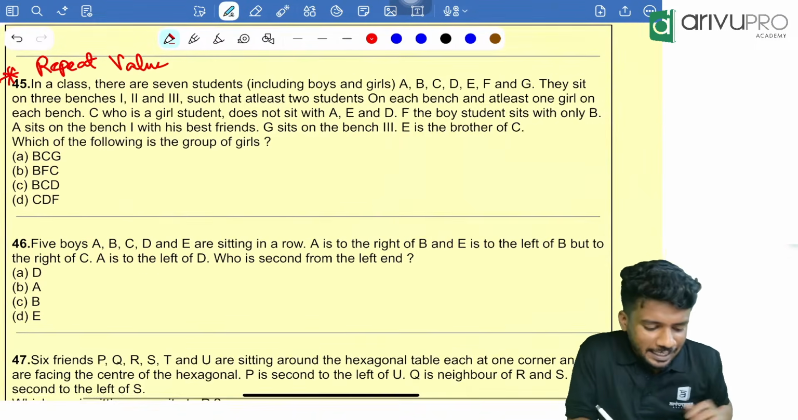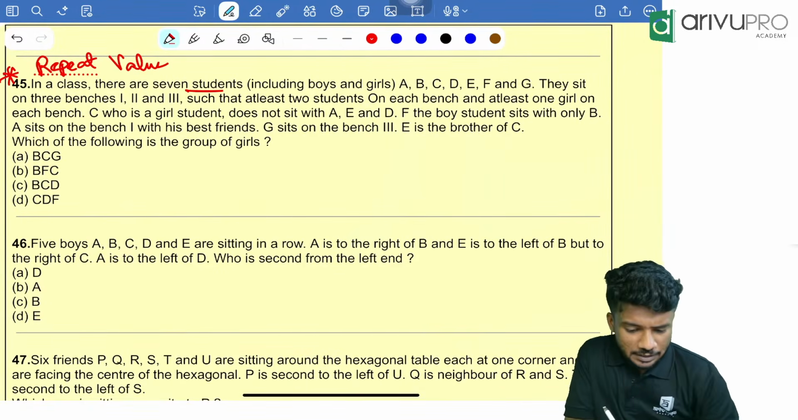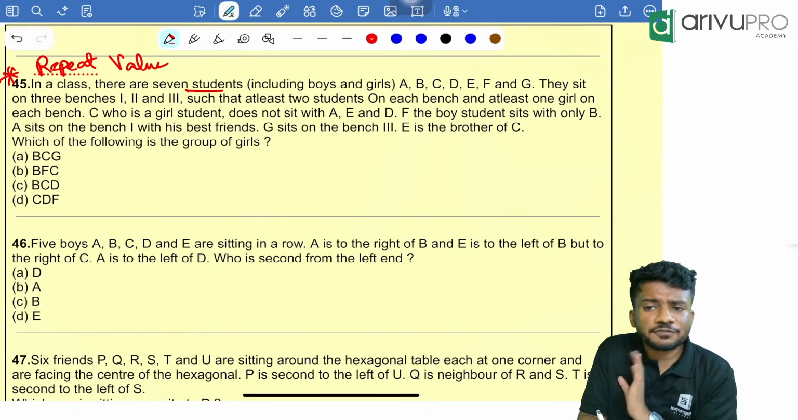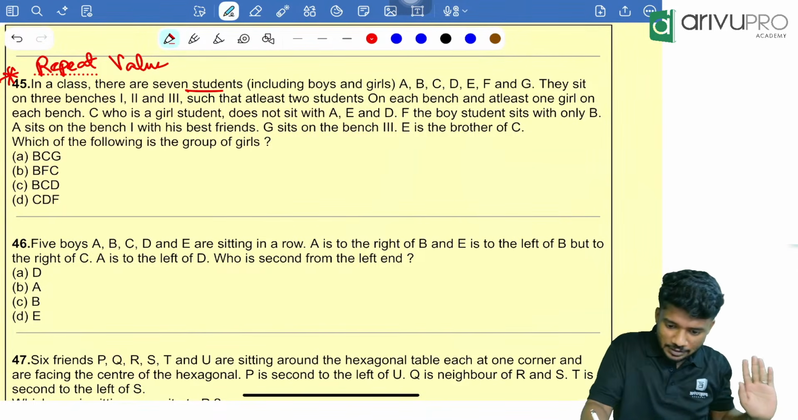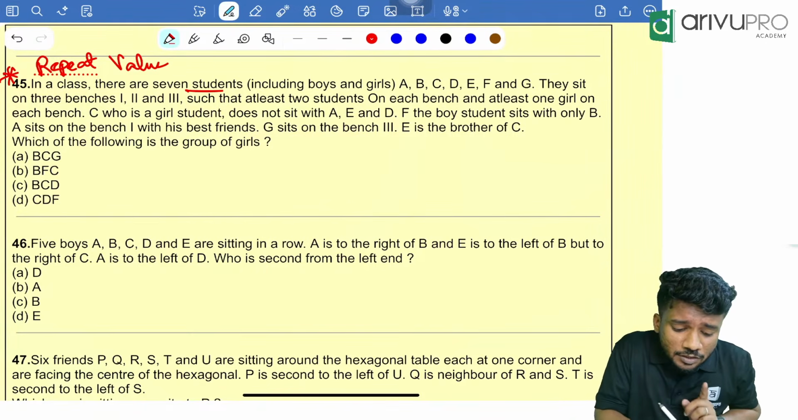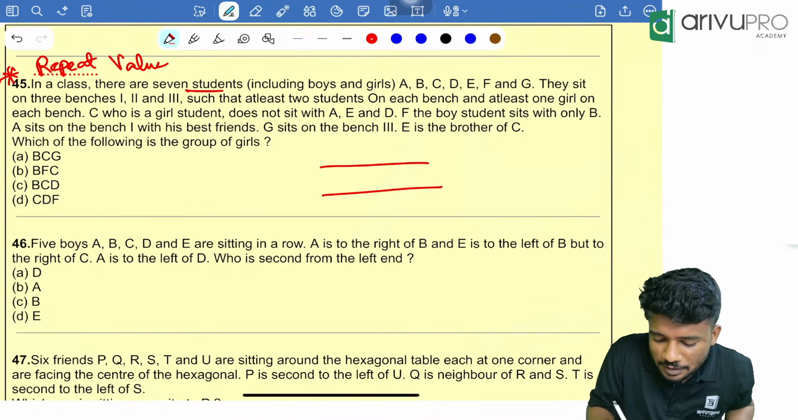In a class, there are 7 students, including boys and girls, A, B, C, D, E, F, G. Okay. How many people are there in total? 7 people are there in total. Then they sit on 3 benches. First bench, second bench, third bench.